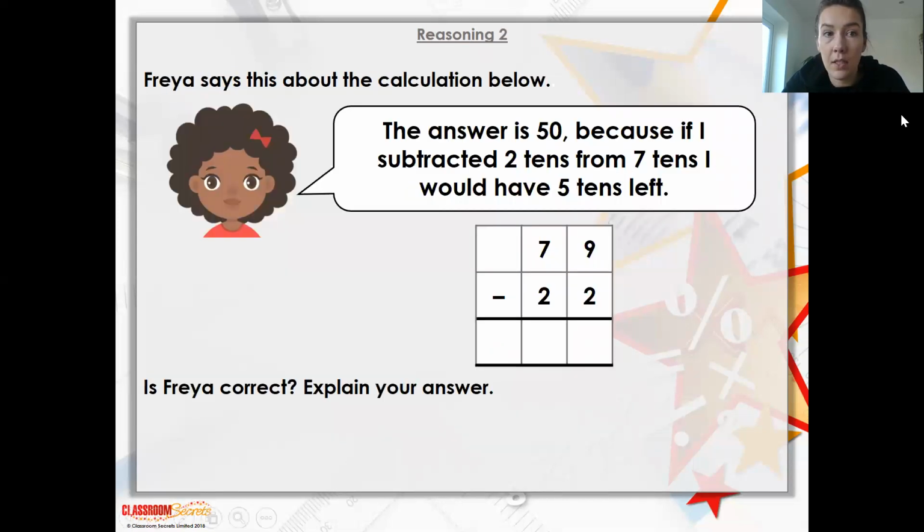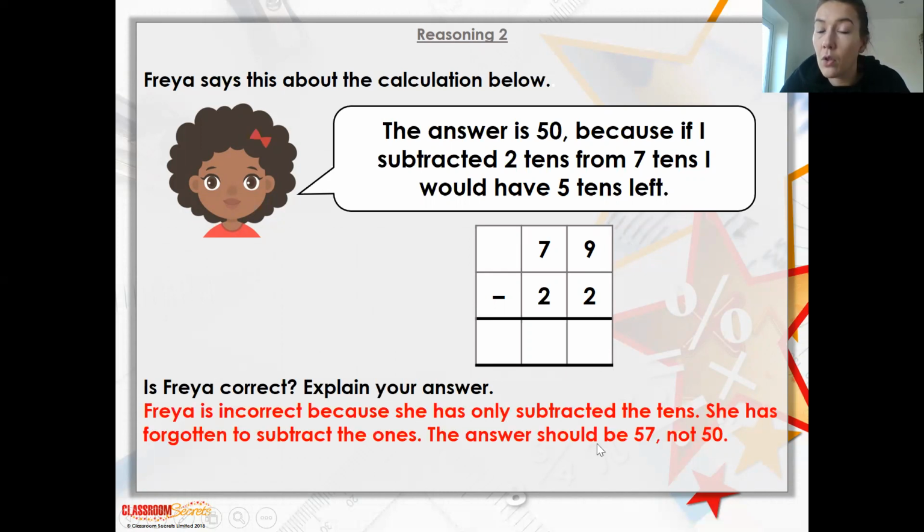Then we've got a question with this little girl. Freya says this about the calculation below. The answer is 50 because if I subtracted 2 10s from 7 10s, I would have 5 10s left. Is Freya correct? Explain your answer. So the answer is 50. So already we know that can't be correct because we know that 9 subtract 2, it's not 0. So she's incorrect because she has only subtracted the 10s. So she's gone a little bit wrong. She's forgotten to look at the 1s. The answer should be 57 and not 50.